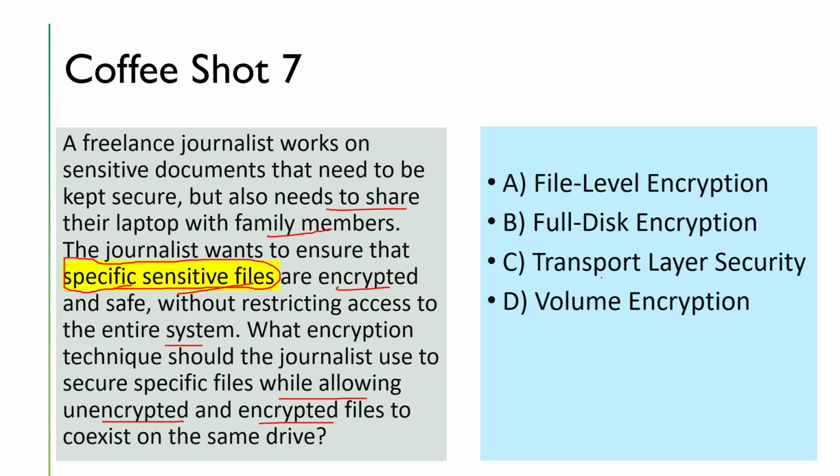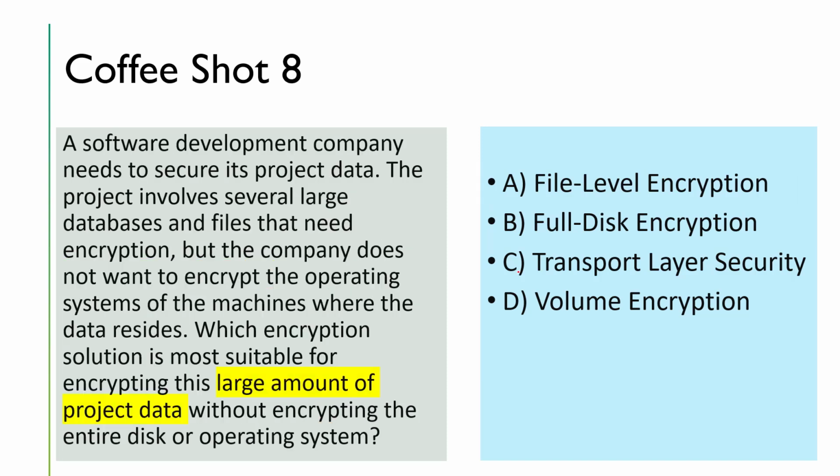File level, we can go for file level because we're talking about a specific file. If you go for full disk encryption, it will encrypt the entire disk. Question 3 is transport layer security. It is more for data in transit. Volume, we are not talking about a specific volume because we're talking about only a particular file. That's the reason the answer is A for Alpha. Let's move to the next question.